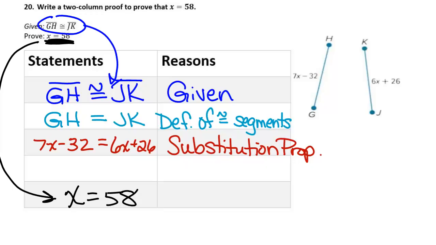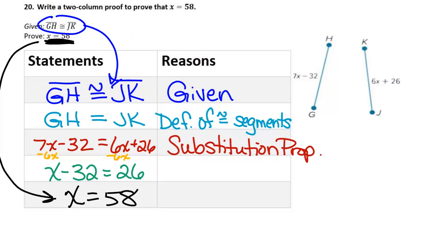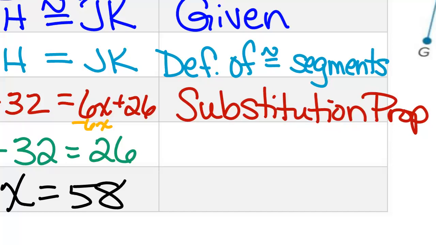So now I got something that has X's. It's got numbers. I just now need to solve this for X. What would the first step be in solving this for X? Subtract 6x from both sides. What would that give me if I subtract 6x from both sides? X minus 32 equals 26. Why am I allowed to minus 6x from both sides? Subtraction property of equality.